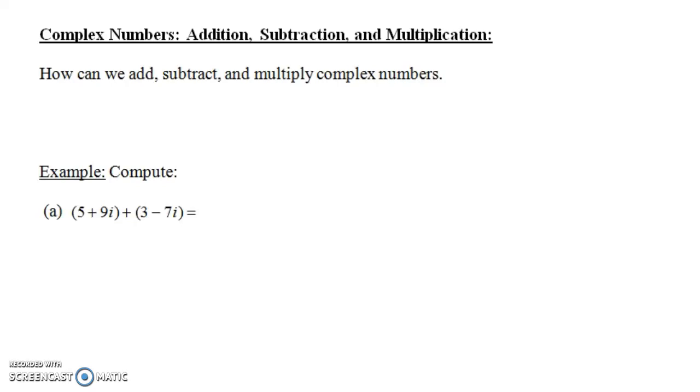In this video, we're going to do some arithmetic with complex numbers. Namely, we're going to look at addition, subtraction, and multiplication of complex numbers. Now remember, a complex number is a number that can be written in the form a plus bi, where i is the square root of -1. Okay, so how do we add and subtract complex numbers?